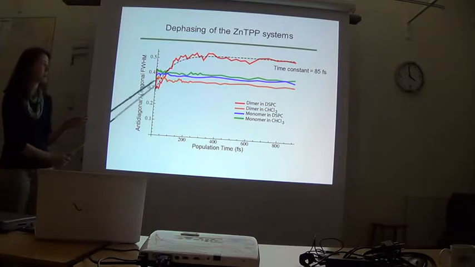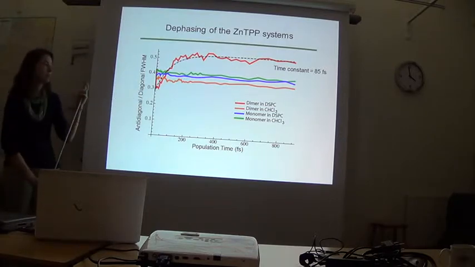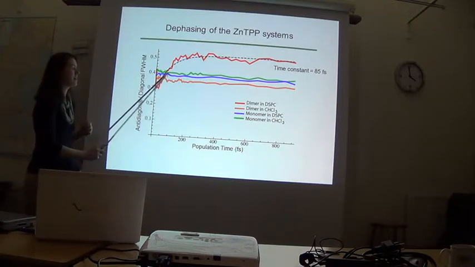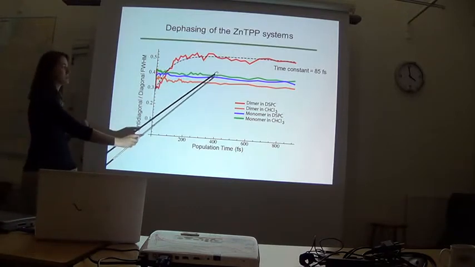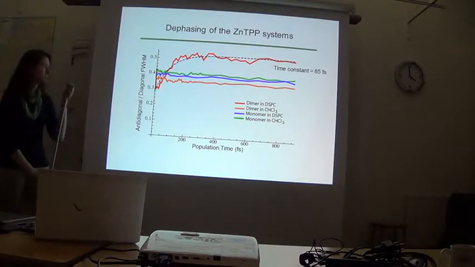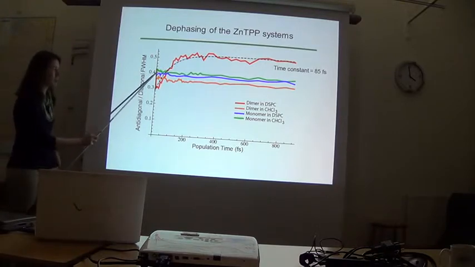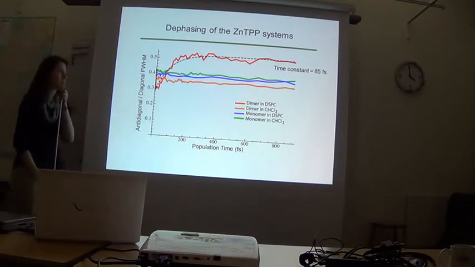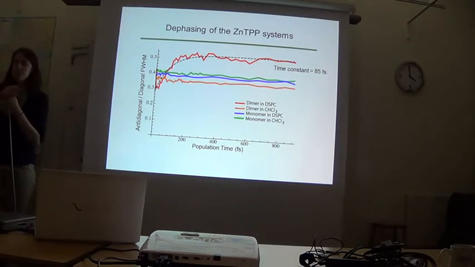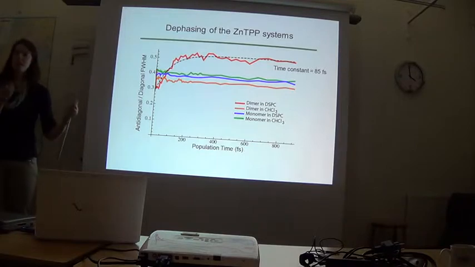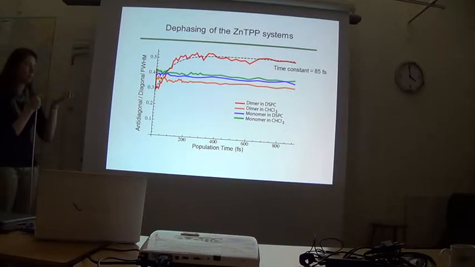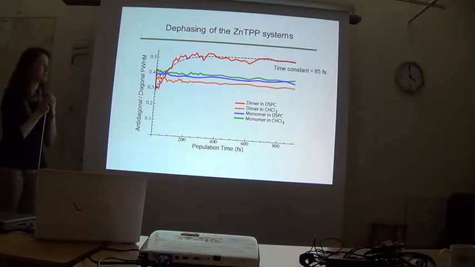We also looked at the monomer, so just zinc tetraphenylporphyrin in the liposome, which is the blue, and then the monomer in chloroform, which is the green. One interesting thing we saw is that there wasn't much dephasing in our monomer in the liposome. We expected there to be, because this was a measurement of the environment of our solution, and we expected in similar solutions that it would have at least measurable time constants.